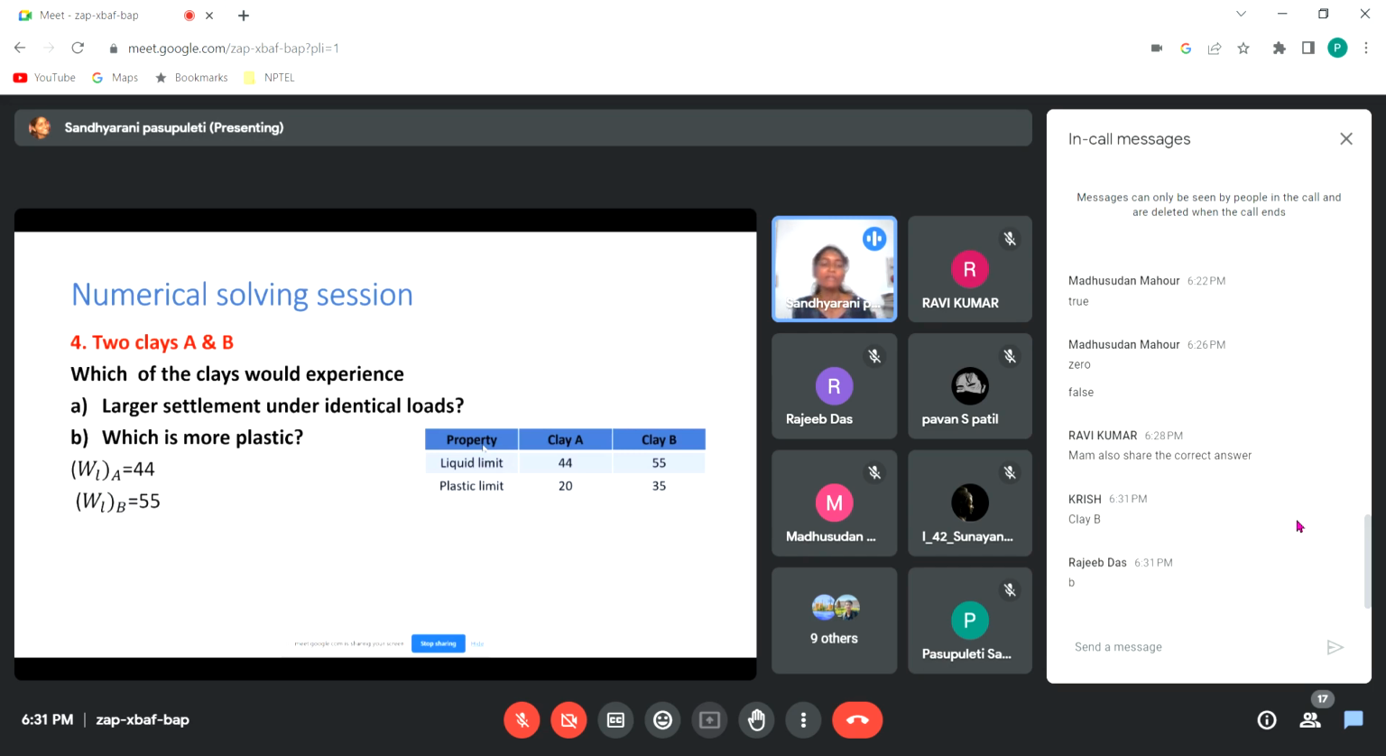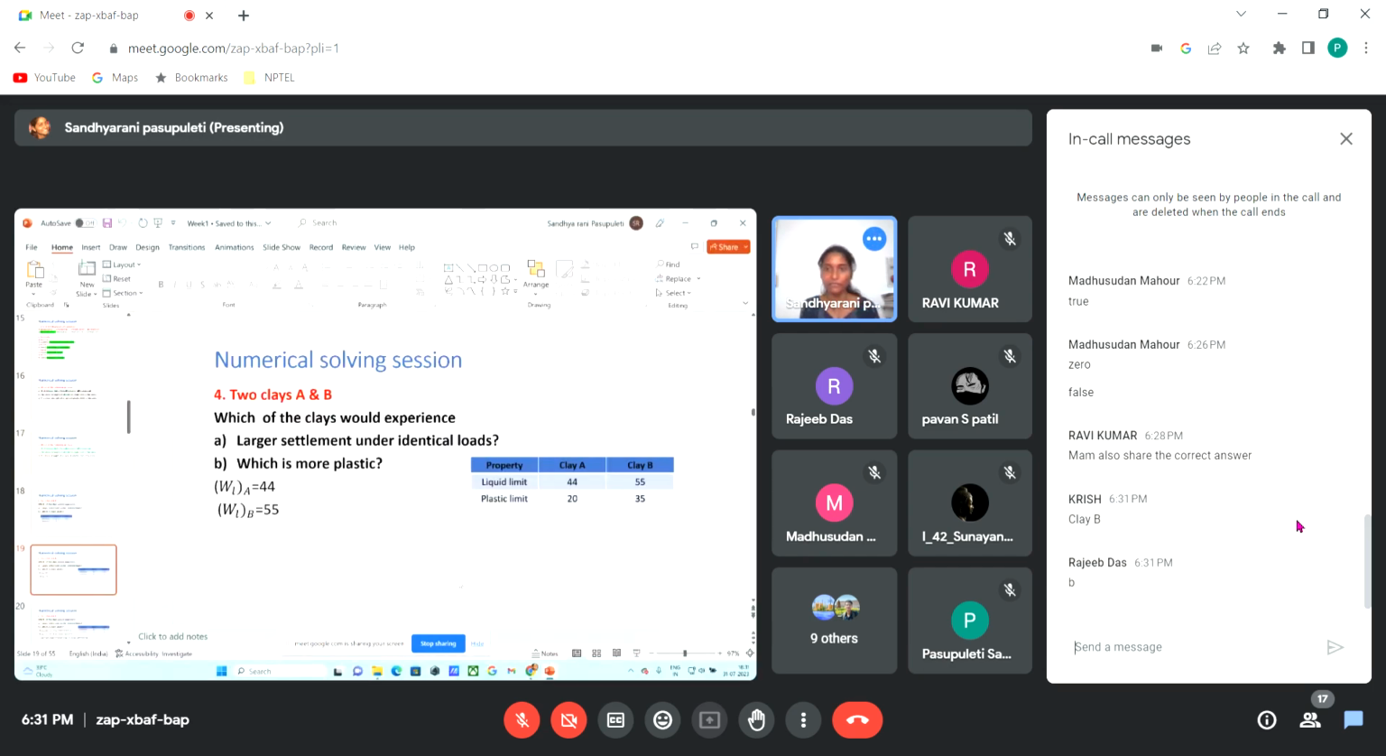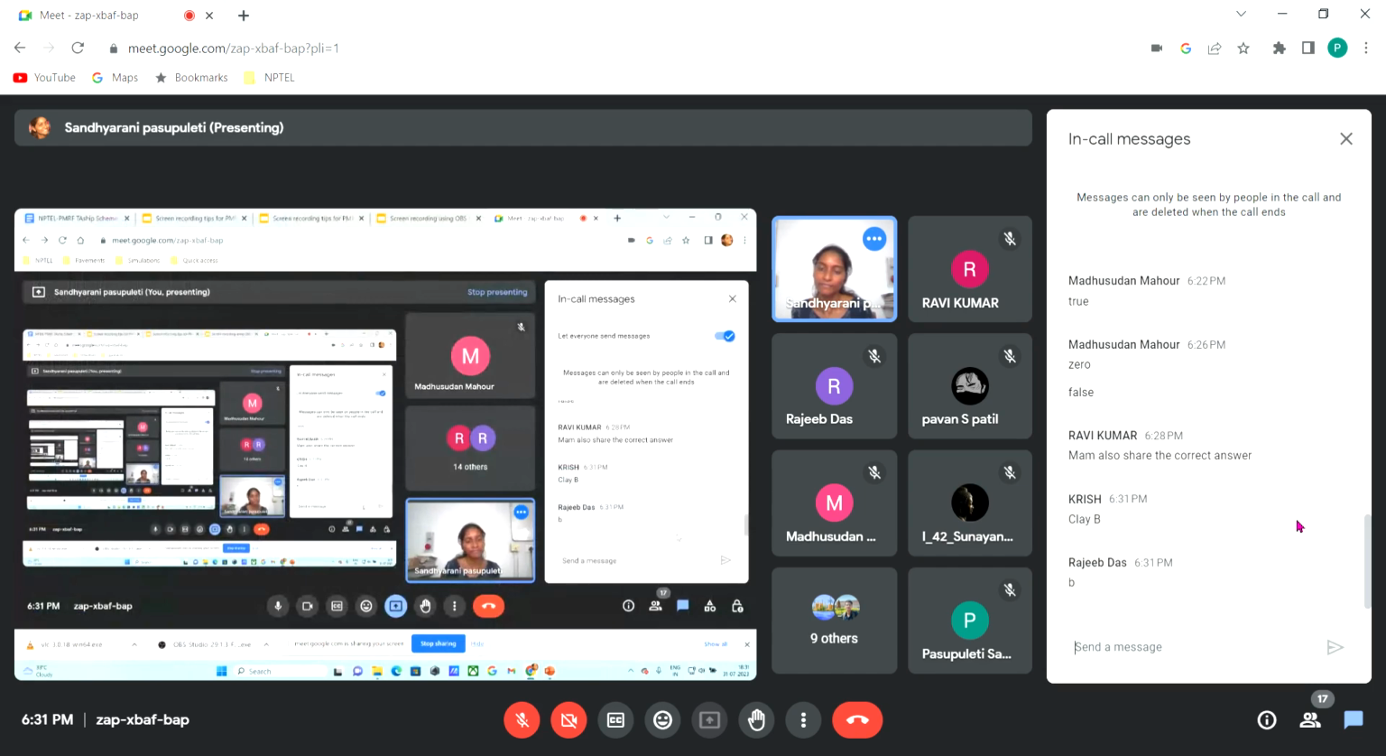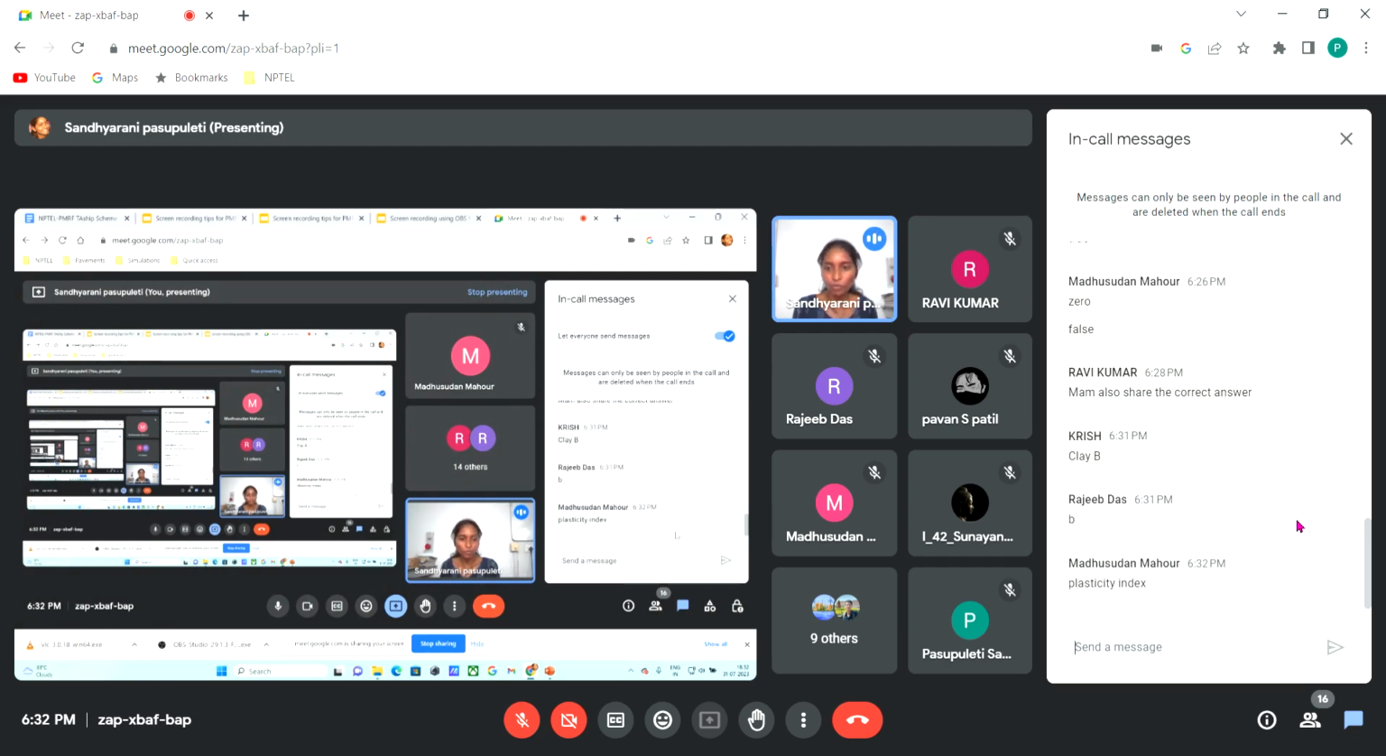How can we determine whether a soil is more plastic or not? Which property do you think will be more useful? As I told you, liquid limit is useful for understanding the settlement. Do you think only plastic limit is enough to understand the plastic property, or is there anything else? This has been discussed in one of our videos also. What is that property which will be more useful to tell whether that soil has a more plastic nature? Yes, Madhusudan, it is plasticity index.